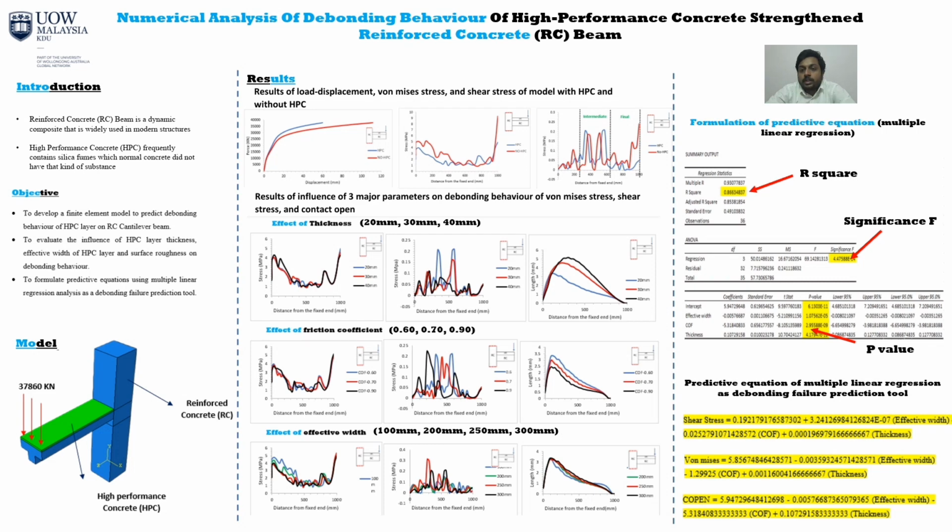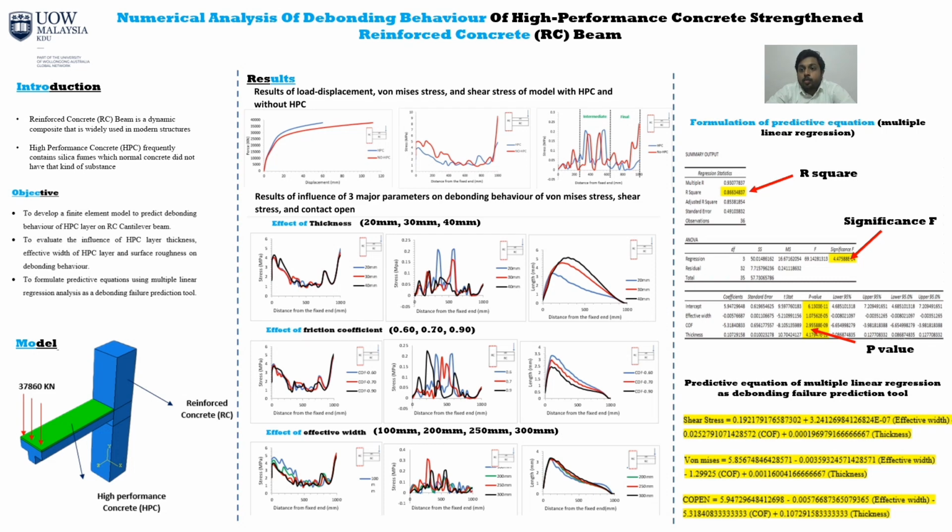Let's move on to the final result, which corresponds to the final objective, which is the formulation of the predictive equation of multiple linear regression. This multiple linear regression equation was formulated by simulating all 36 models of high performance concrete strengthened reinforced concrete, and all maximum values of contact open, shear stress, and bond mixture stress were taken, and the multiple linear regression analysis was run and the predictive equation was formulated.